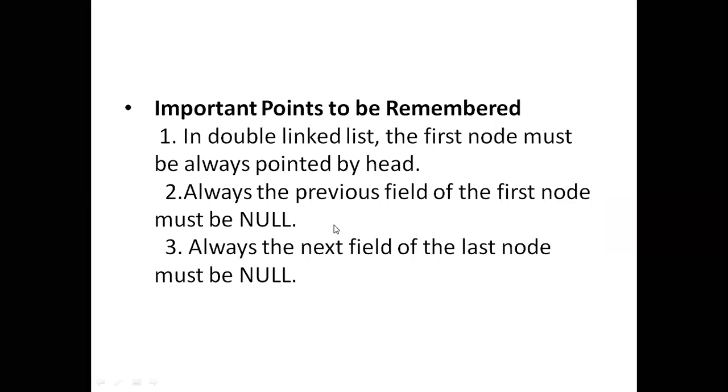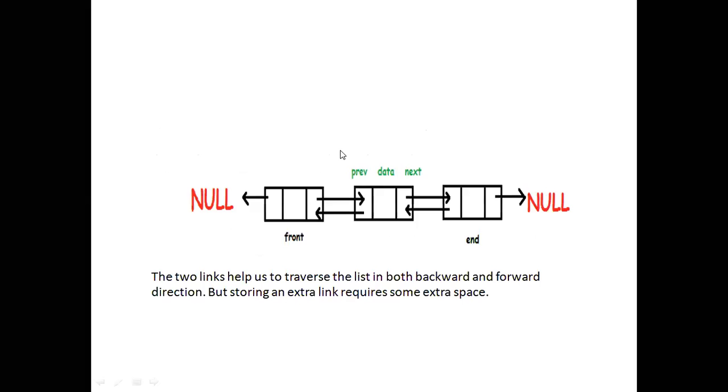The points you have to remember when discussing linked lists: the first node must always be pointed to by head. This is as usual. If you study single linked list thoroughly, you can compare with circular linked list and doubly linked list and easily understand everything. Always the previous field of the first node must be null, and always the next field of the last node must be null. These two things you should always remember. Here, this is previous, this is next, this is null, this is null.